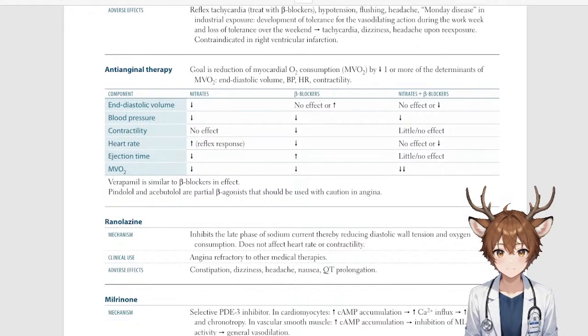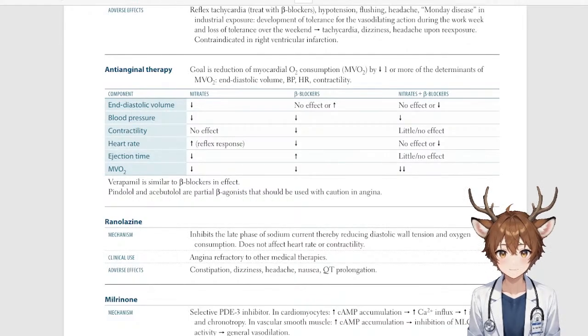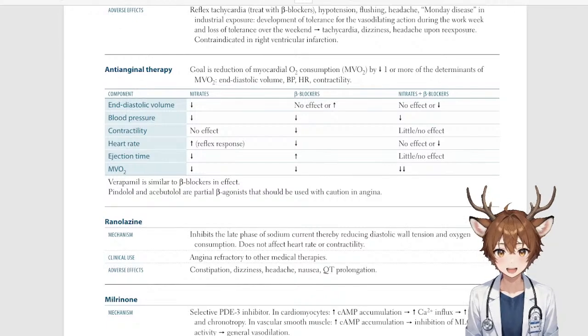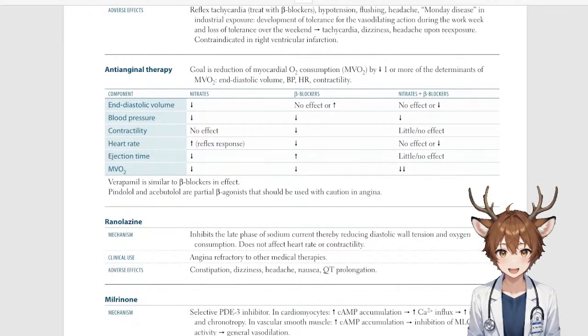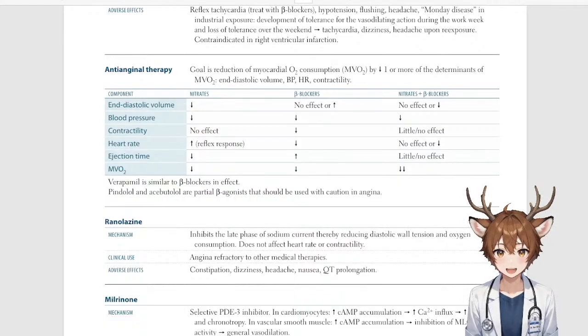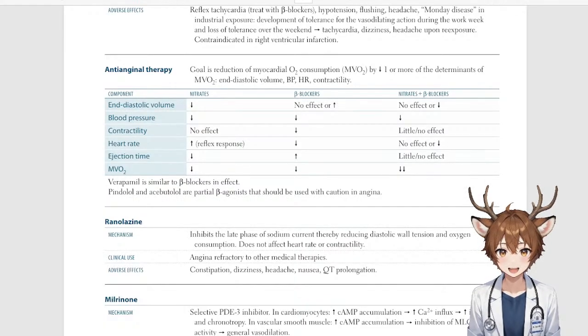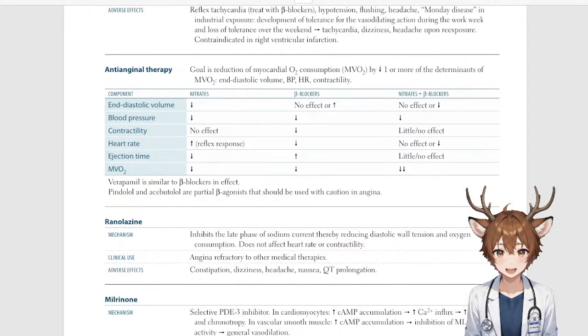Anyway, beta blockers have no effect or an increase in end diastolic volume. They have a decrease in blood pressure, a decrease in contractility, a decrease in heart rate, an increase in ejection time, and a decrease, again, in myocardial oxygen consumption.